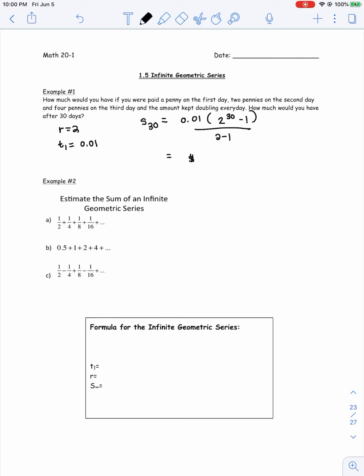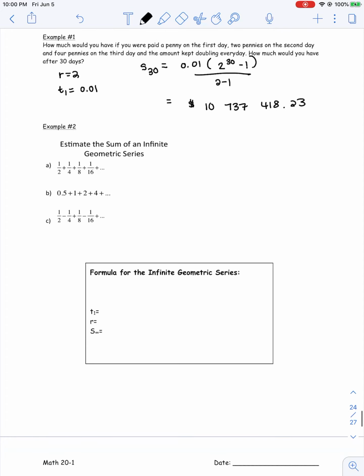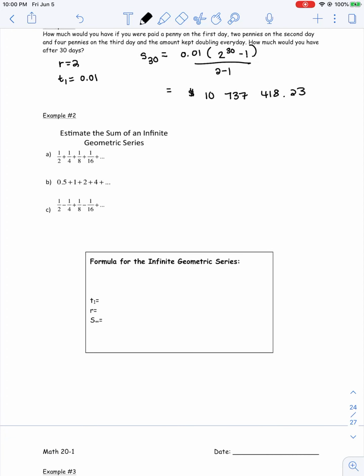So if you were to calculate this, you're going to get that this is a large amount of money. This is over $10 million. So this is about $10,737,418.23. So that is a large amount of money if you started with 1 penny and kept doubling it every day for 30 days. So that's just a recap from our previous lesson.